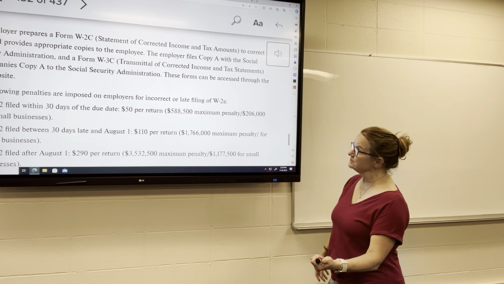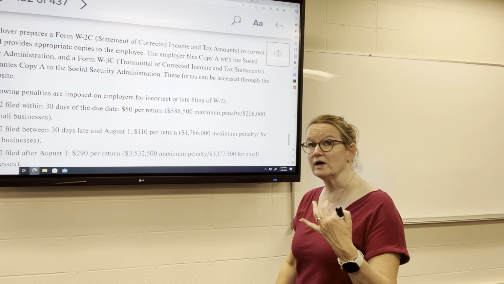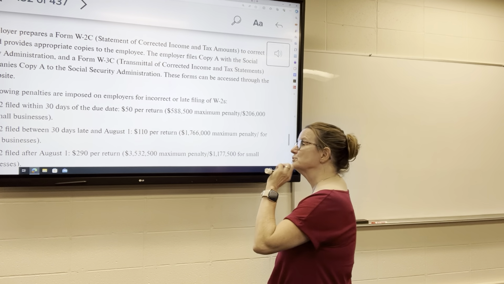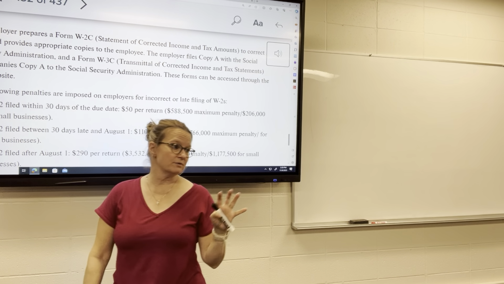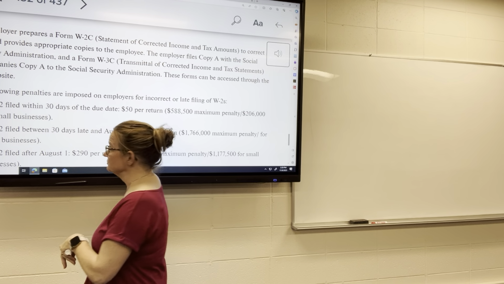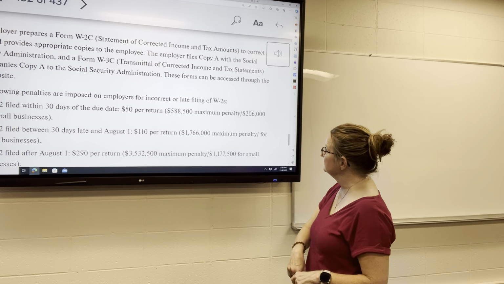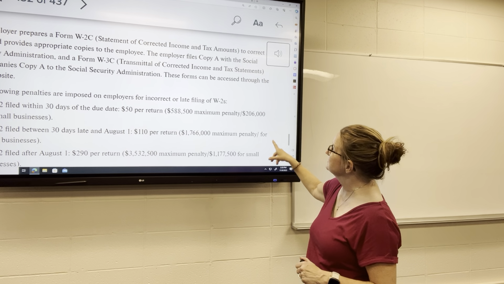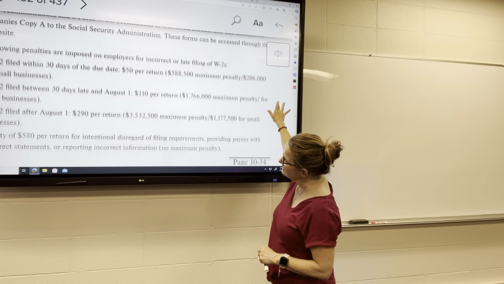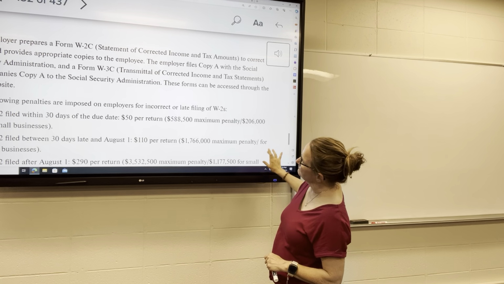All right, so there are penalties. The W-2s have to be handed out to employees by January 31st, or the first business day after January 31st. So that would be for the previous year. There are penalties if it is filed late. So the filing deadline though, and they don't even have it here, I can't remember exactly what the filing deadline is.